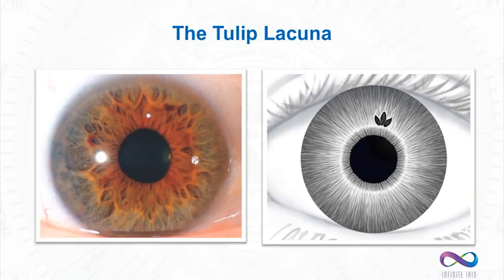The tulip lacuna looks like a tulip. It's very interesting. Here we have the tulip. The tulip lacuna is topostabile. It's usually in the nasal reaction field and the head area, and it shows a tendency for sinus problems and sometimes even polyps in the nasal area.